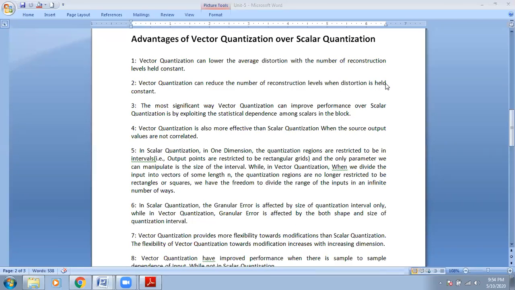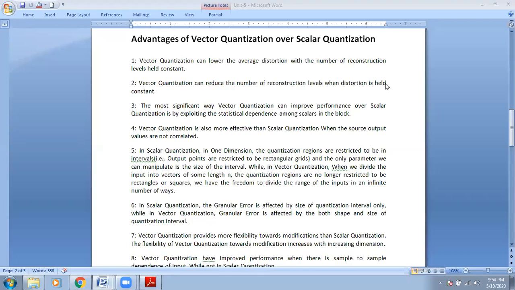In scalar quantization, the granular error is affected by the size of the quantization interval only. But in vector quantization, the granular error is affected by both the shape and size of the quantization interval.